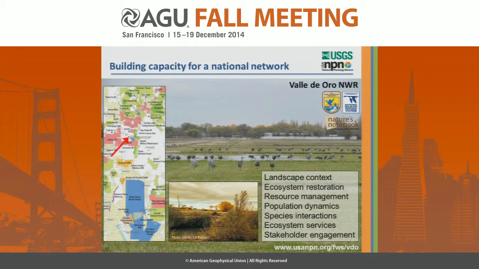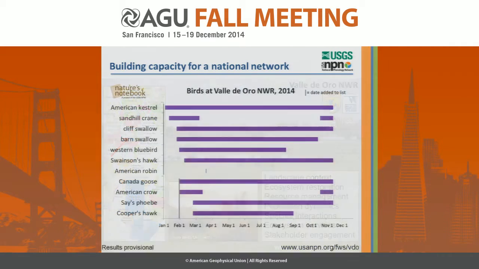So they need to know where are the birds, when are they there, how many are there, so they can comply with that. They're interested in those population dynamics, species interactions on the refuges. Ecosystem services is a big watchword in the federal government right now. And also they want to do stakeholder engagement. So they can use Nature's Notebook to do that.